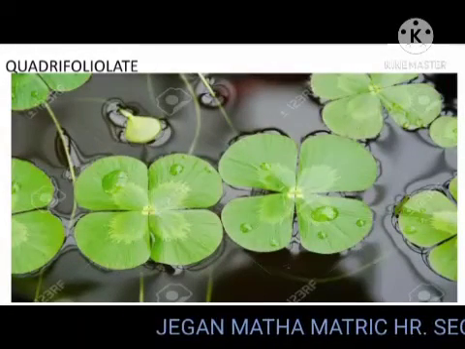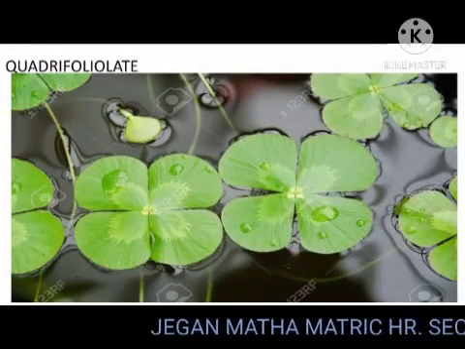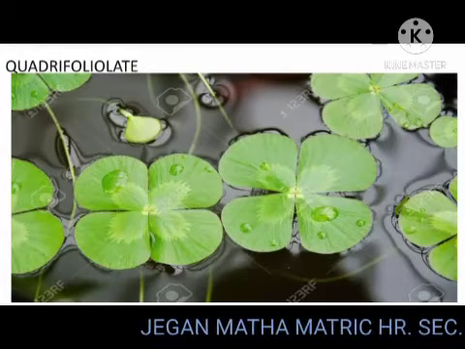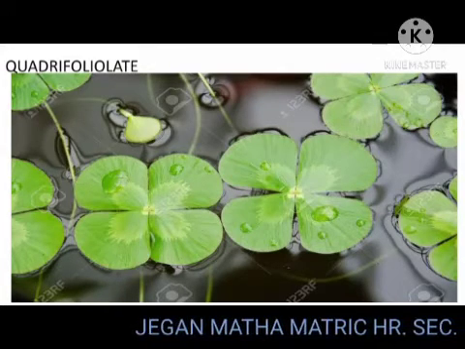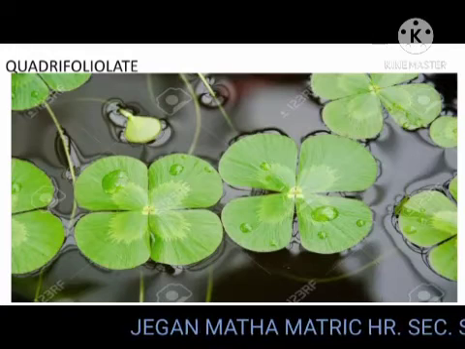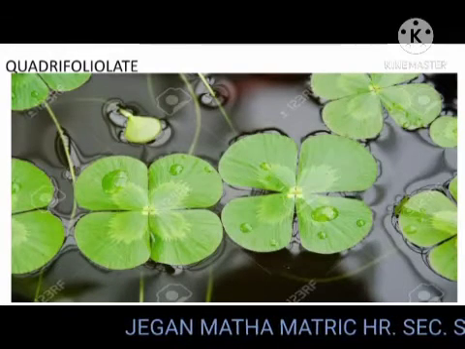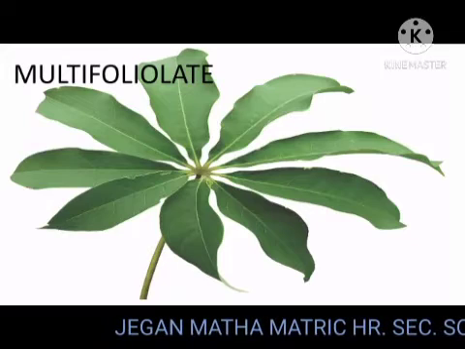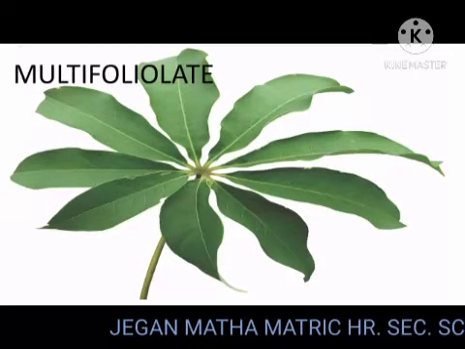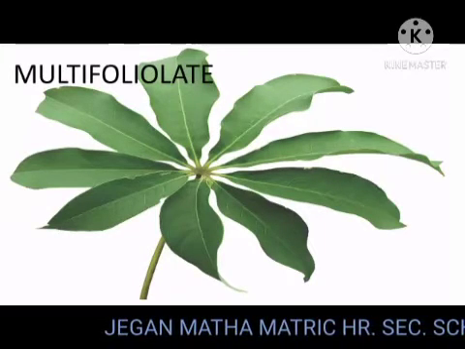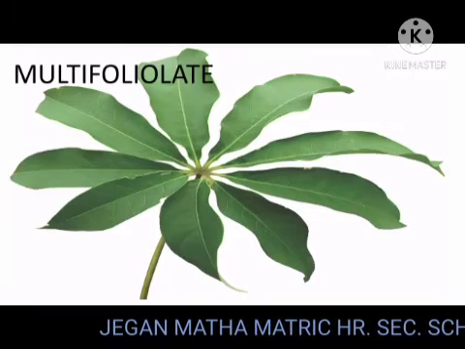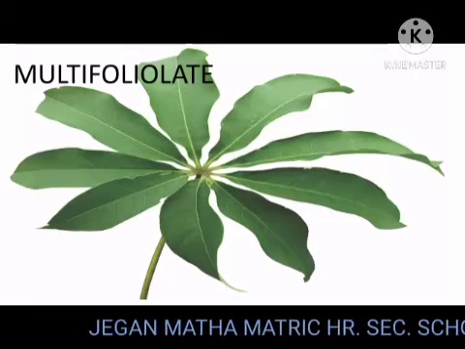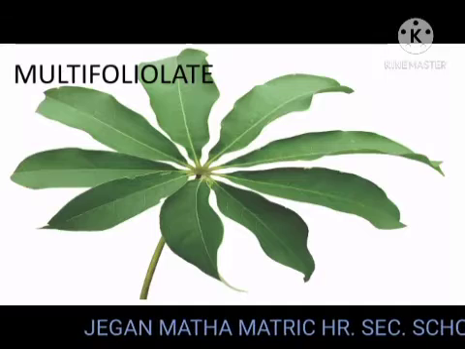Quadrifoliate. There are four leaflets articulated to the petiole. It is said to be quadrifoliate. Example, Marsilea. Multifoliate or digitate. Five or more leaflets are joined and spread like fingers from the palm, as in Bombax ceiba.